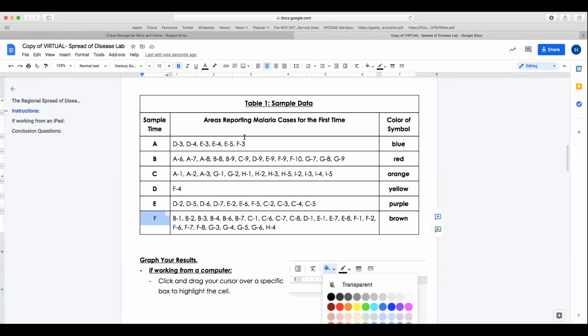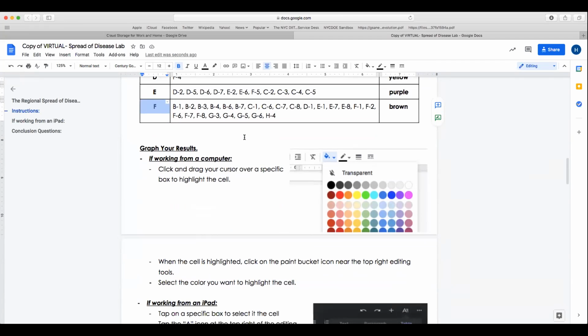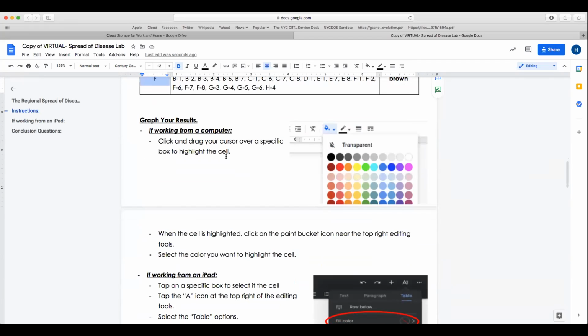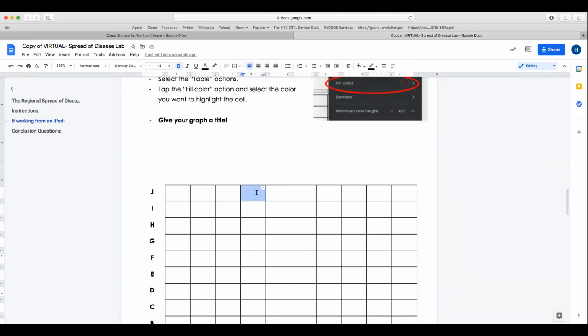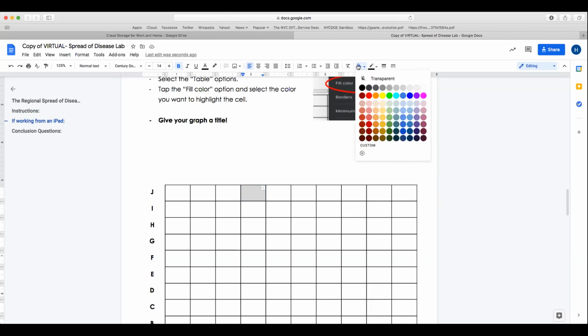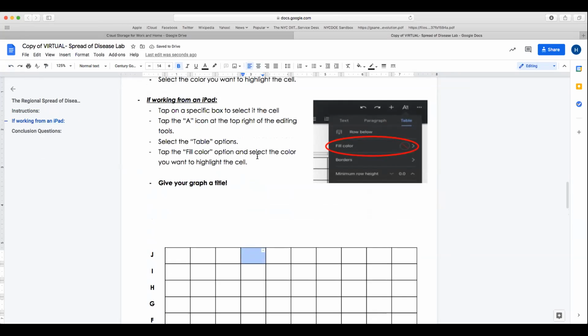All right, now, if you are working on a computer or on an iPad, I've got a little bit different instructions for you. If you are working from a computer, I'm going to show you what to do. You are going to click and drag your cursor over a specific box to highlight the cell. You're then going to go up to the top right and click on the little paint bucket that says background color. You're then going to choose the color that we're given, and that is how you will fill in your graph.